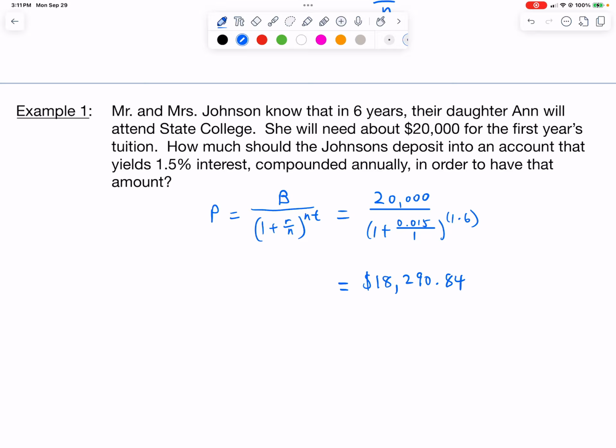$18,290.84. Okay, so that is how much the Johnsons need to deposit today, so that in 6 years, they'll have $20,000 for their daughter Anne to cover her first year's tuition. And this is for an account that yields a 1.5% interest compounded annually. Okay? All right. So that is our answer. And let's go ahead and move on to example number 2.